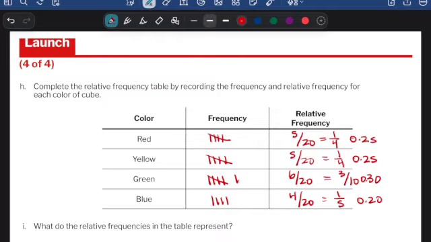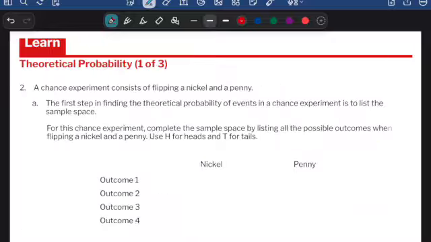What do the relative frequencies in the table represent? Well, the relative frequencies, again, this was after we actually did the experiment. So this is our empirical probability. Or it could be called your experimental probability. What the data actually show.